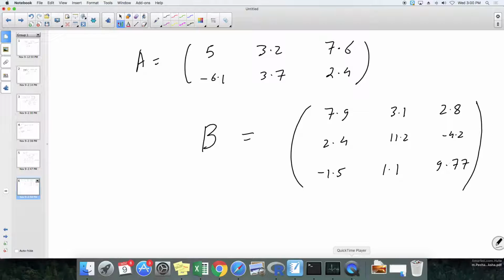Then let's first enter A. So first we shall enter the values of A column by column. That means start like this. Start first column, enter all of them, second column, enter all of them, third column, enter all of them.